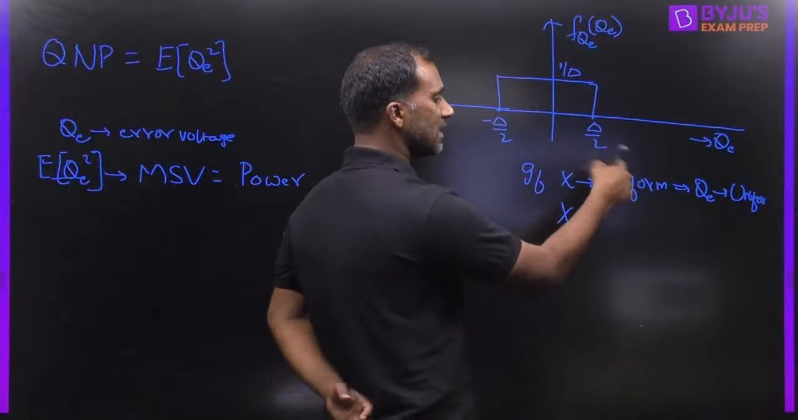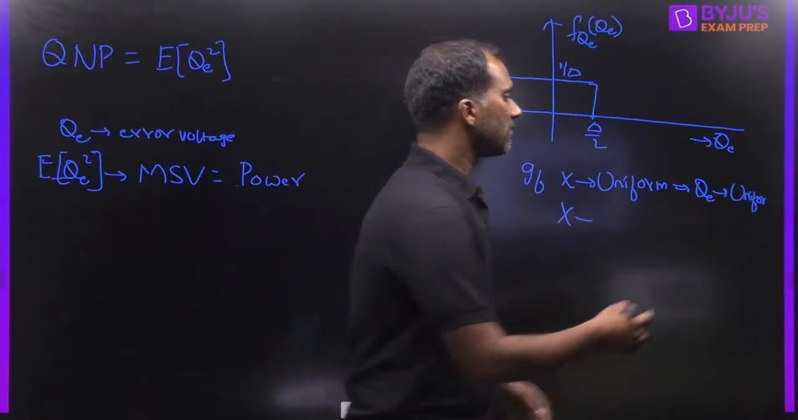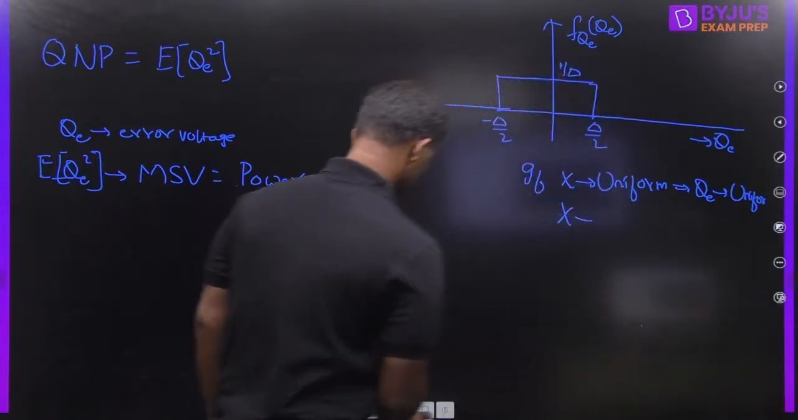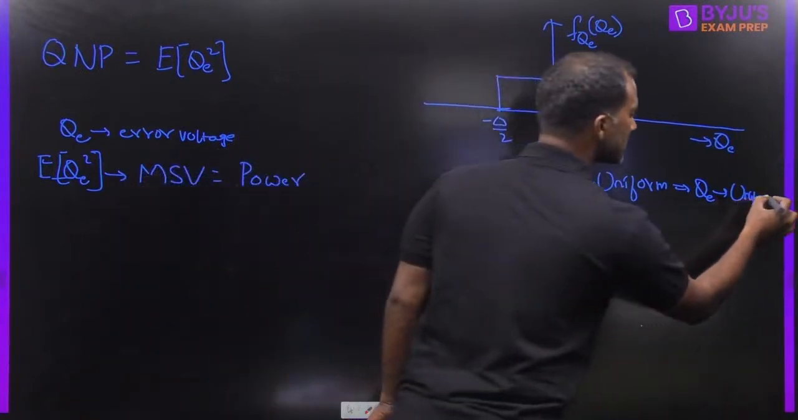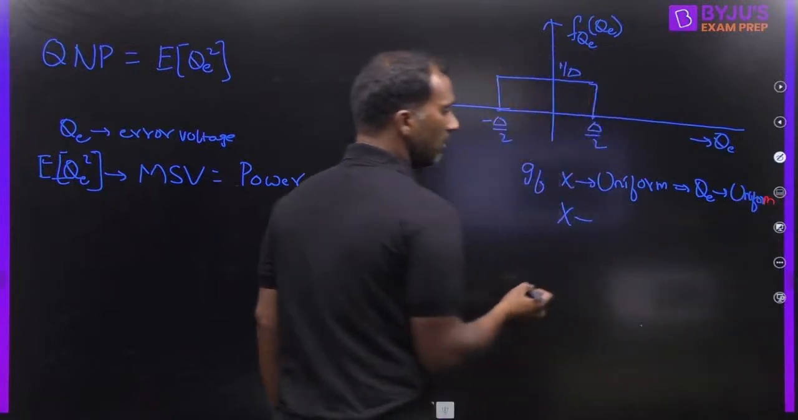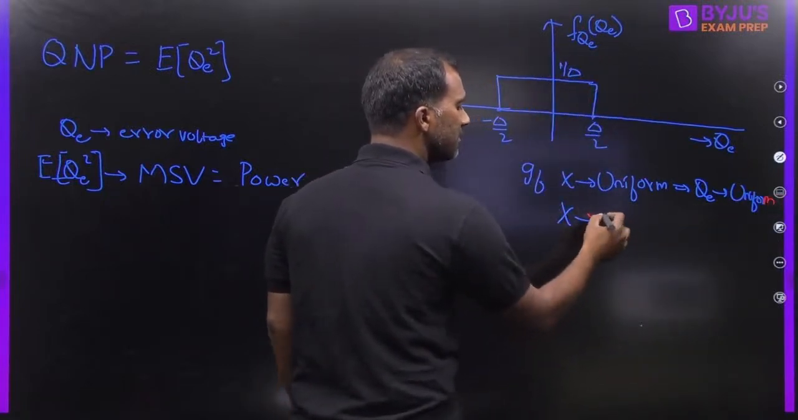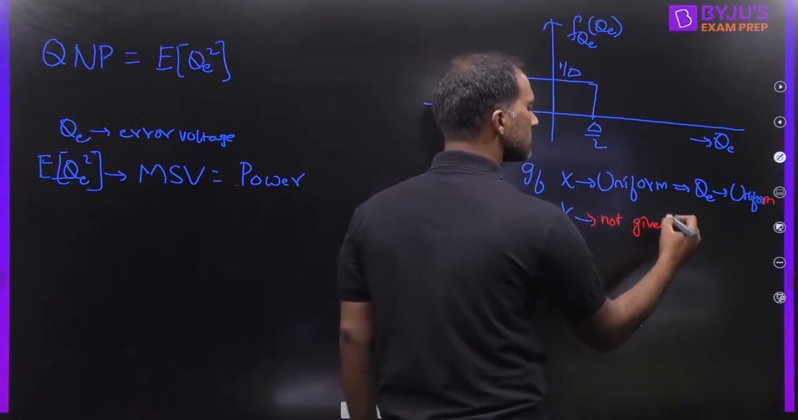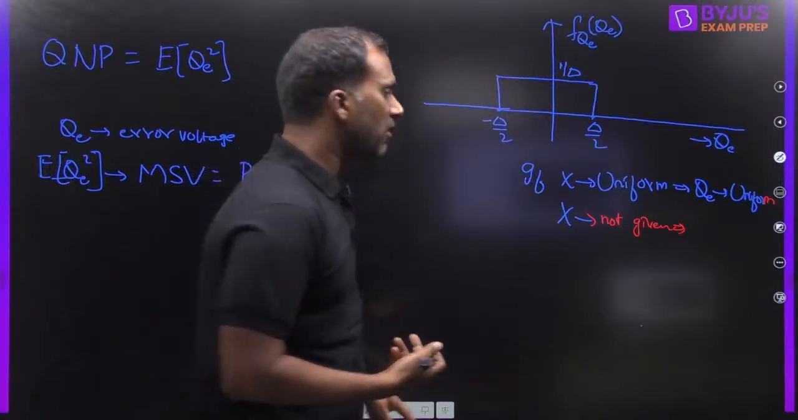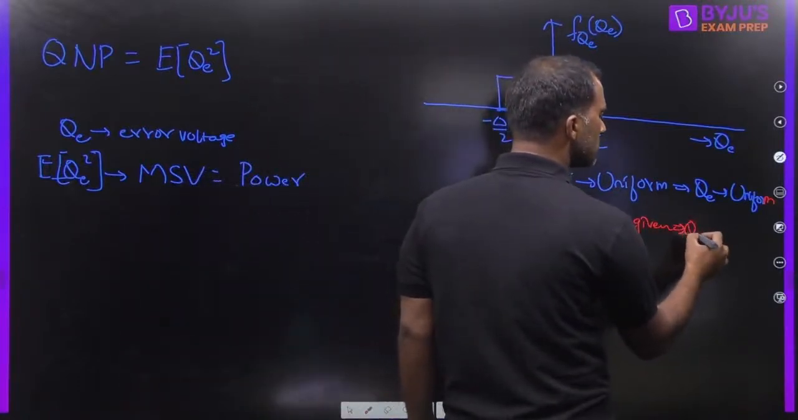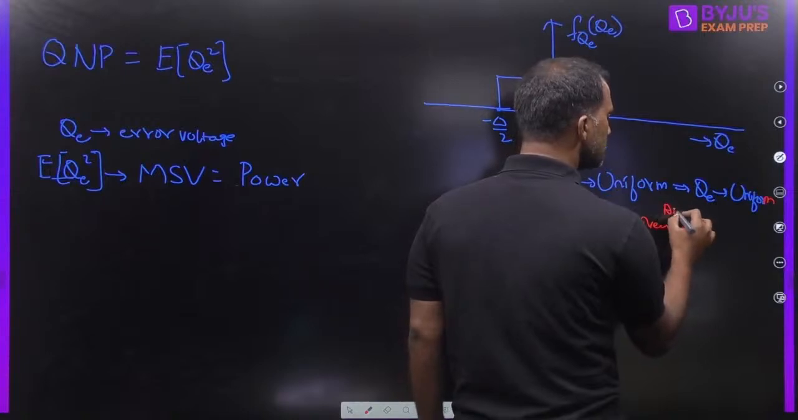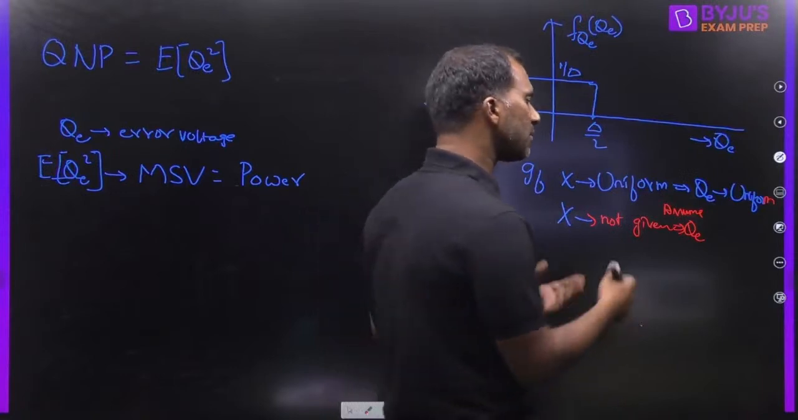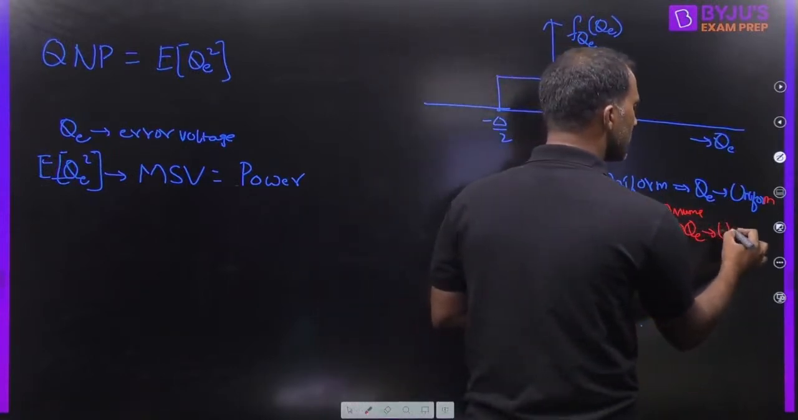Okay, if X is having uniform PDF, then quantization error also will have exactly uniform PDF. Now, what if information about X is not given? If there is no information given about X regarding the probability density function of X, then also you can assume, we don't know what is the PDF of quantization error, but you can assume quantization error as uniform.